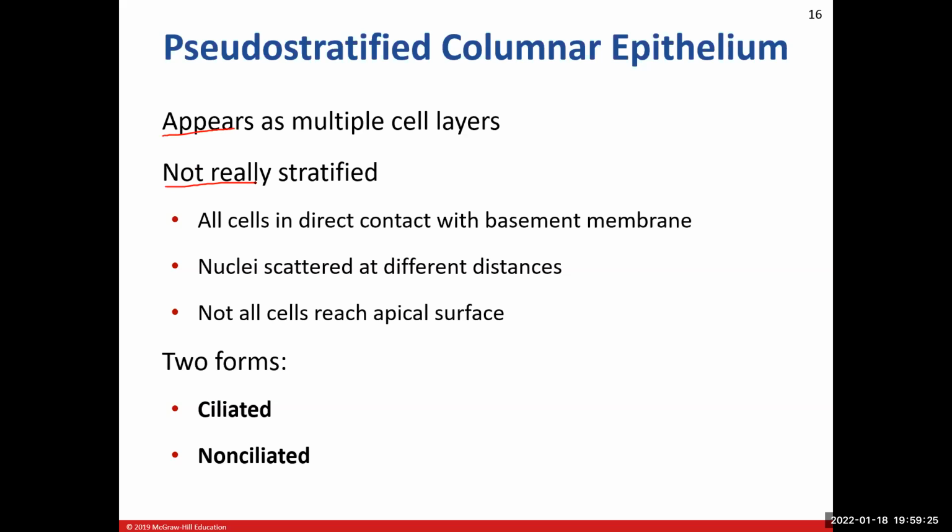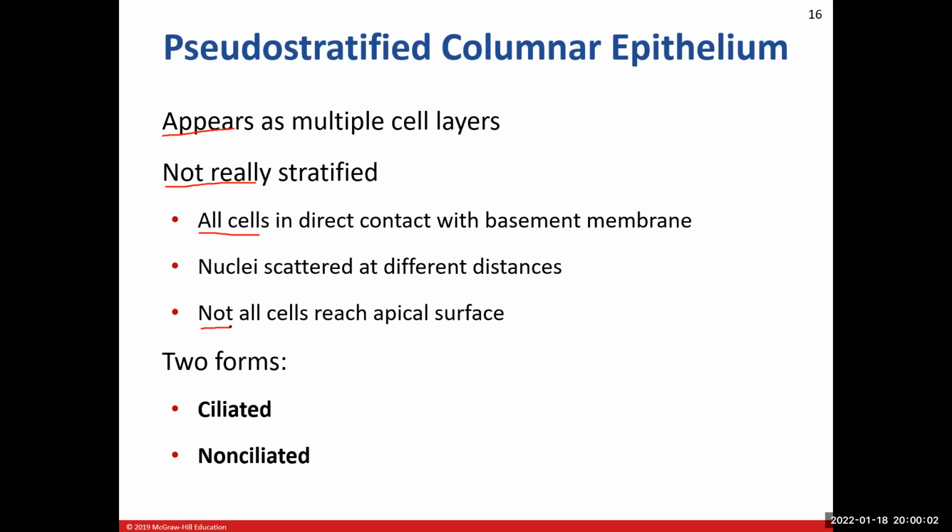So all simple epithelium, the cells are in direct contact with the basement membrane. That same rule applies to pseudo-stratified columnar epithelium. All of the cells make direct contact with the basement membrane, but not all of the cells reach the apical surface. So it looks like it's stratified because of that reason. And it's because when you look at it at first glance, the nuclei are scattered all over the place, so it gives it that appearance of having several layers there.